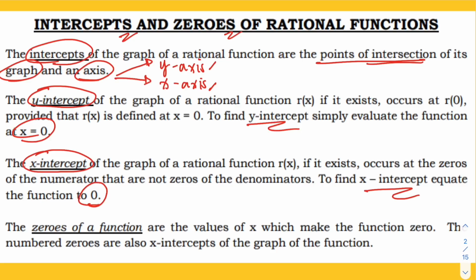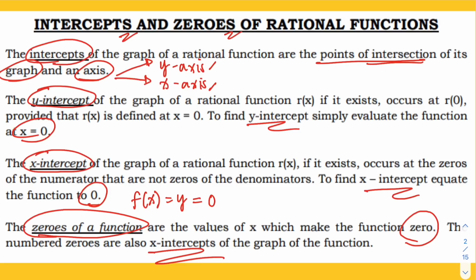So, since alam naman natin na si f of x and y is parehas lang naman yan, guys, no? So, dito, isa-set natin si y to 0. Then, makukuha na natin ngayon yung coordinate ng ating x-intercept. Nakuha? Then, last is yung ating zeros of a function. So, these are the values of x which make the function 0. Okay? So, the zeros are also the x-intercepts of the graph of the function.